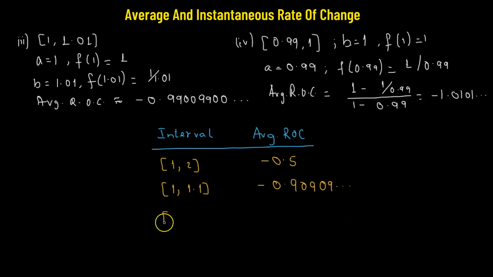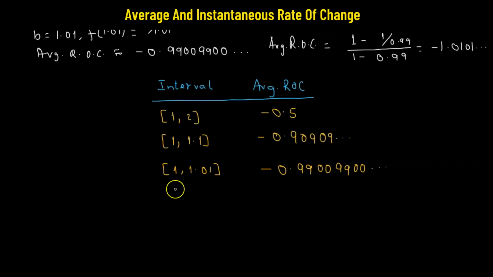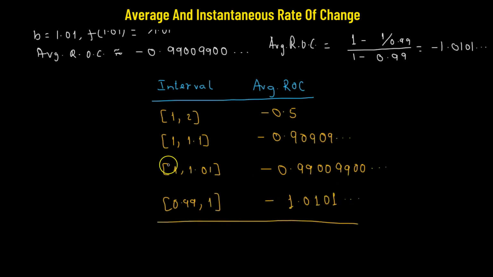For the third interval, which is 1 to 1.01, we obtained negative 0.99009900, and the fourth one, which is 0.99 all the way up to 1, we got negative 1.0101. So clearly there's a trend here. As we approach the value 1, the average rate of change is going to approach the value negative 1.